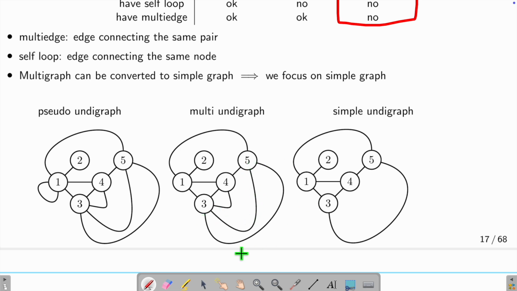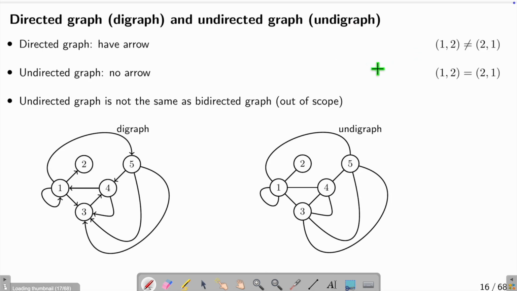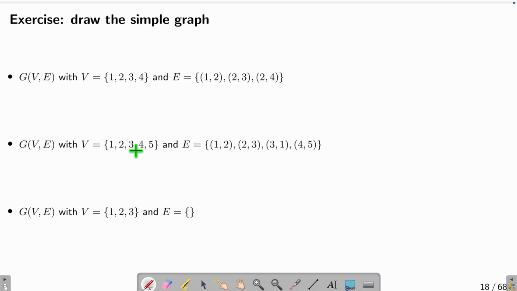Why don't we want to see this? Because when we talk about 5, 3, then we have ambiguity. We don't know whether we are talking about this one or this one. So for a simple graph, we will just say that we don't talk about loops, and we only consider one line. So these two are just one. So this is the idea. And actually, we will focus mostly on simple undirected graphs. That means even no arrow, okay?